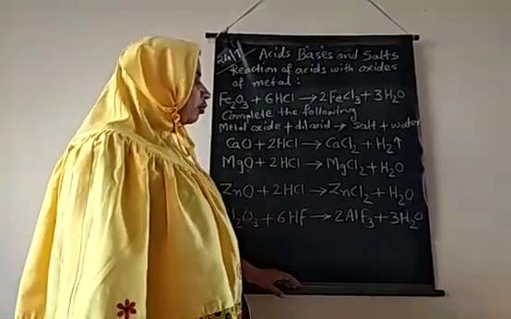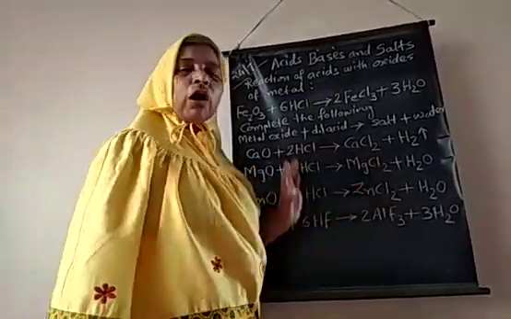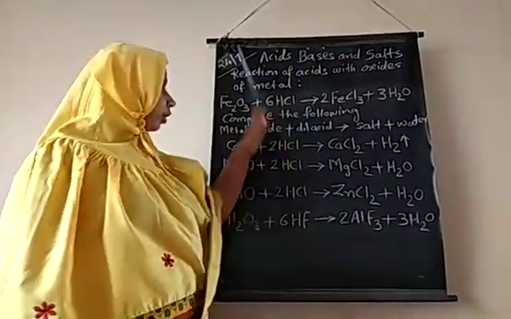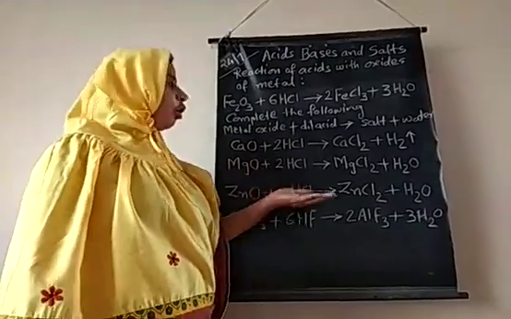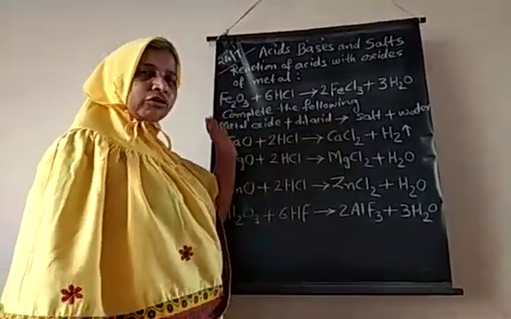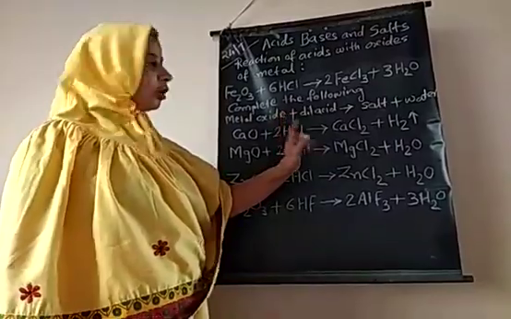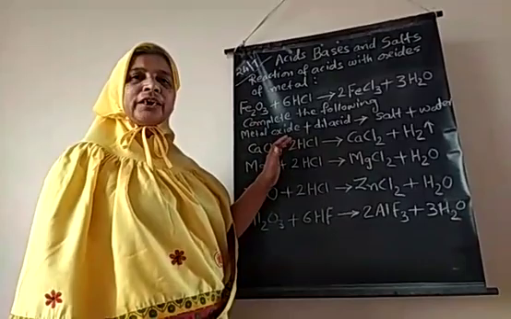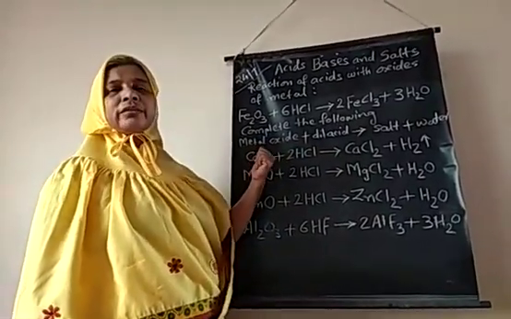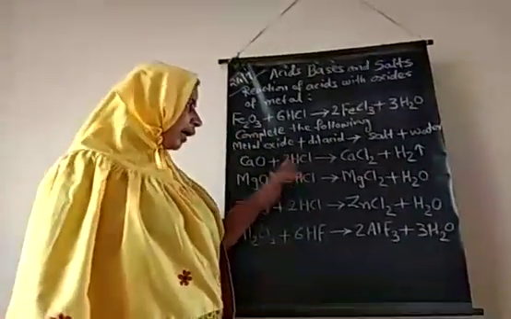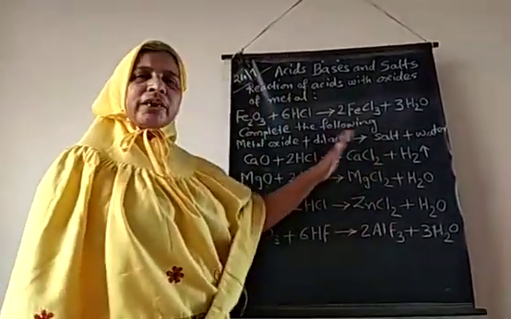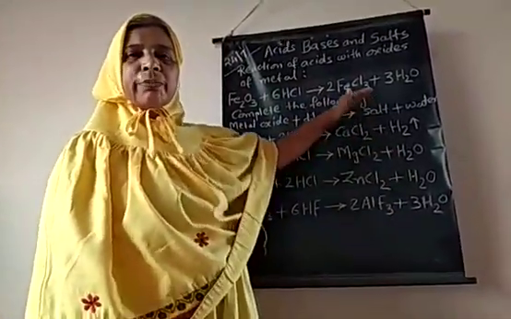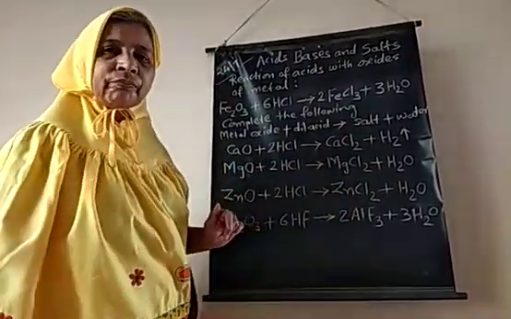So in all these reactions, the corresponding salt and water are formed when metal oxides react with acid. And when oxides of metals react with acid, the salt which is formed is soluble in acid, but the metal oxide is insoluble in water, and that is why these metal oxides are basic in nature.